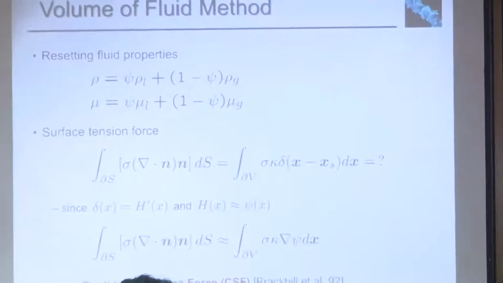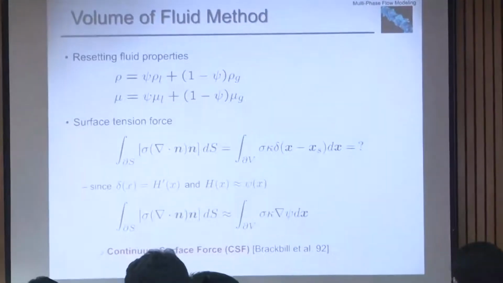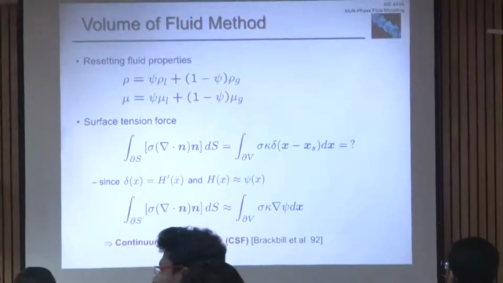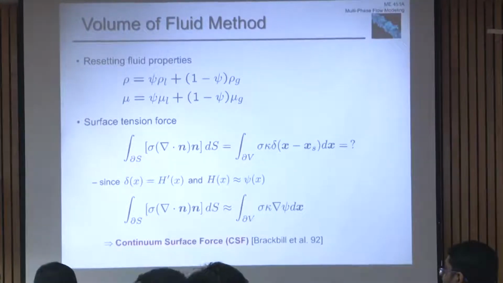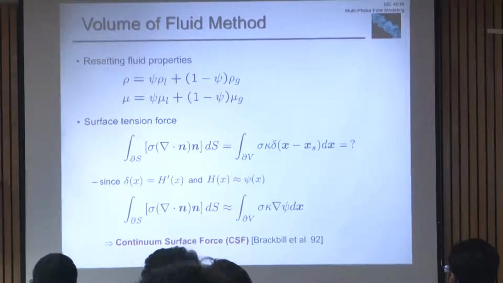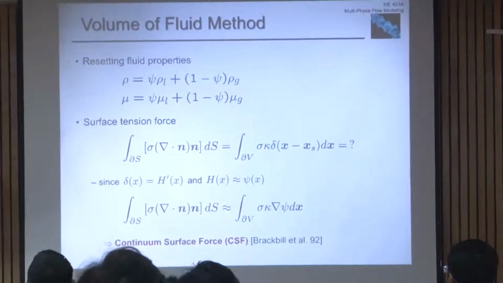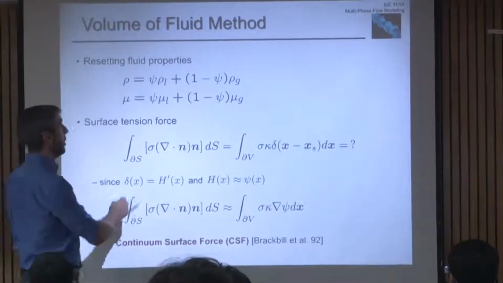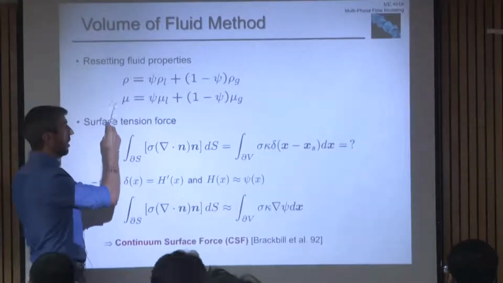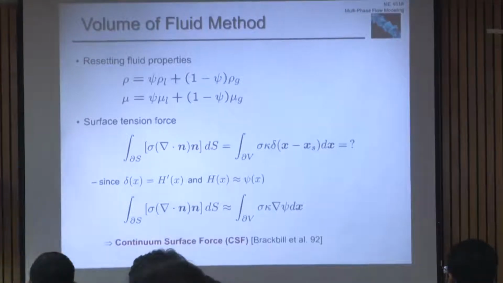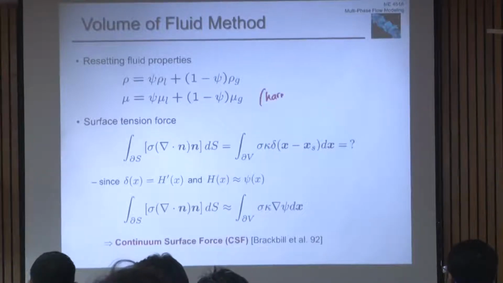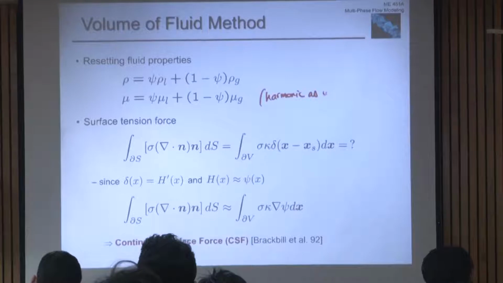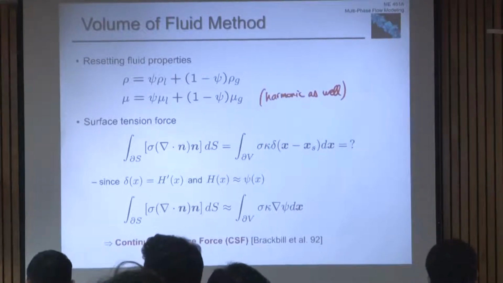OK, so we've talked about transport. We've talked about reconstruction. Now, the coupling with the flow solver, well, there's not too much that needs to be said. We have already volume fractions, so we can easily set our fluid properties based on simply integrating our density over both phases. If the density is constant, this is exact. The viscosity is a bit more tricky. This is one possibility. We mentioned that we can do harmonic averaging as well. But this is more of a model at this point.